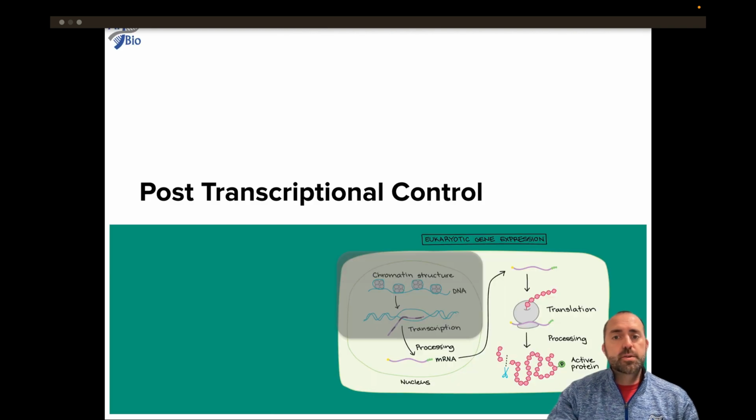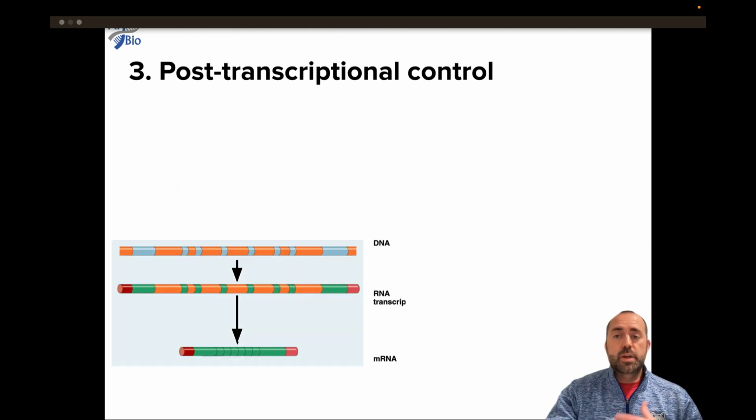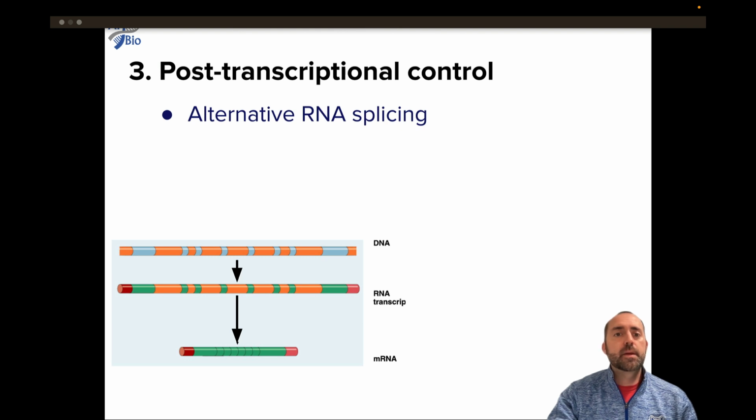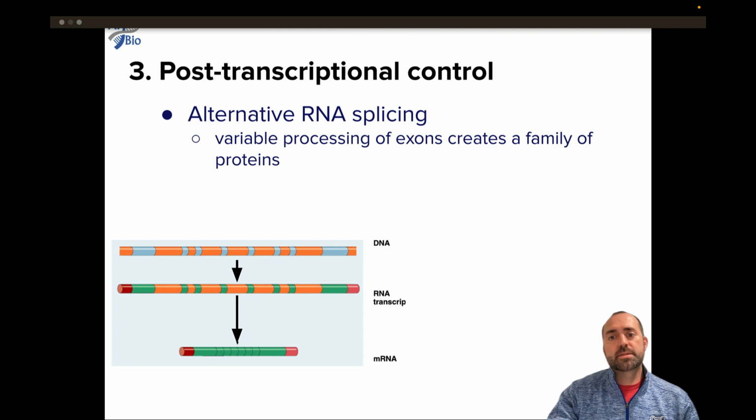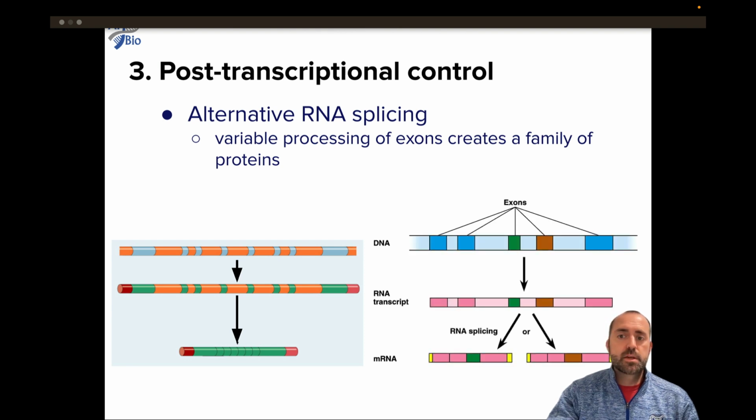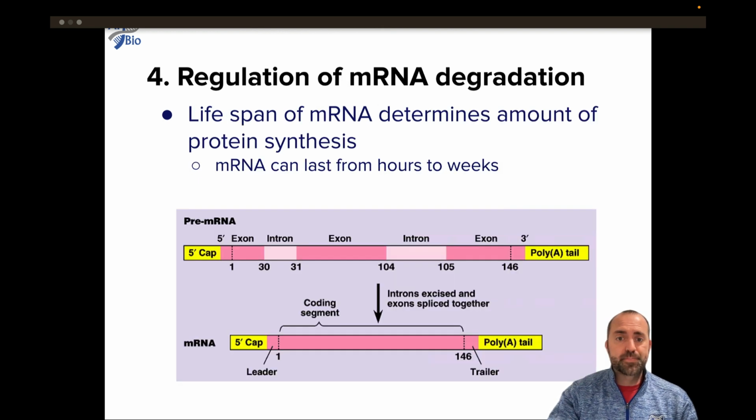All right, now we're going to move into post-transcriptional control. In post-transcriptional control, transcription has occurred. Now we control what is going to happen with the mRNA. We've already talked about this earlier when we talked about transcription. You have alternative RNA splicing, where you get variable processing of exons that creates a family of proteins. Certain exons that are spliced together will create different combinations of mRNAs, which will eventually lead to different proteins being produced. These proteins will probably be very similar because they have similar exons as part of them, but it explains how one gene can code for multiple proteins.